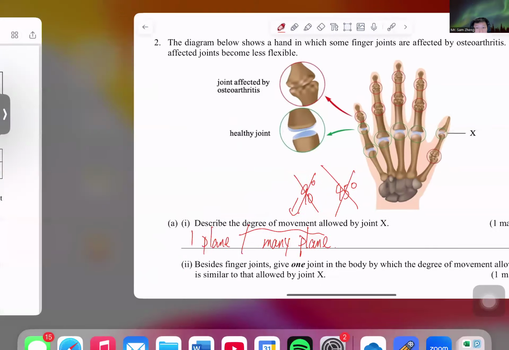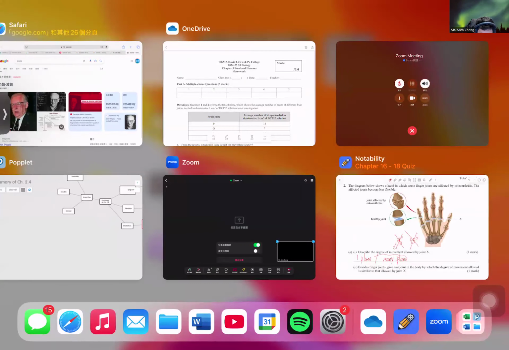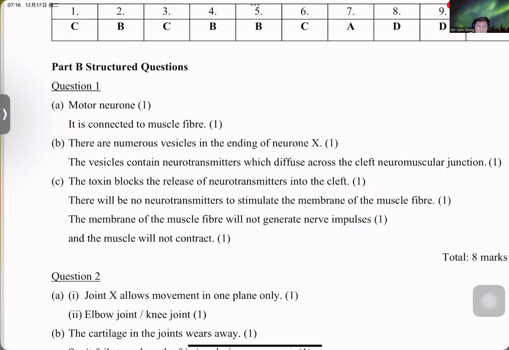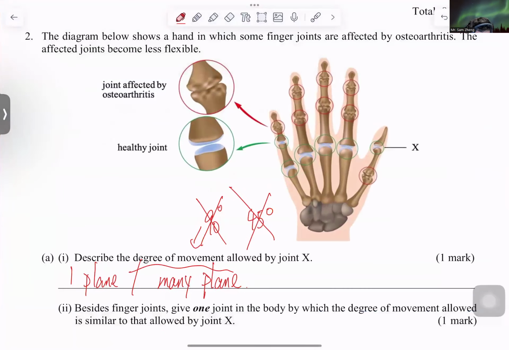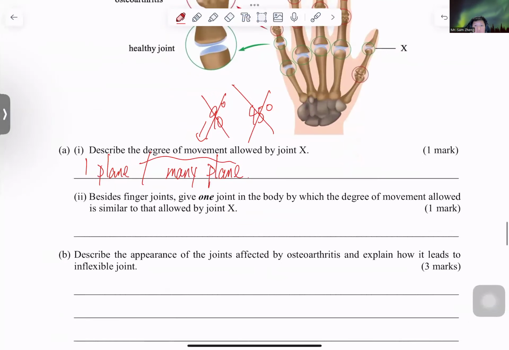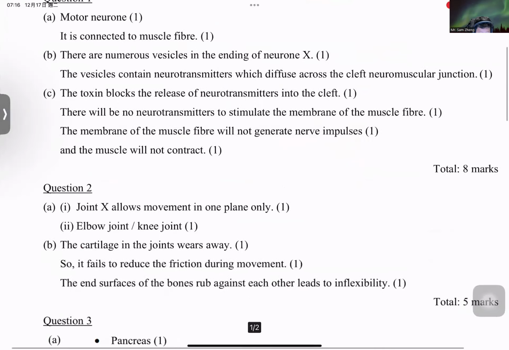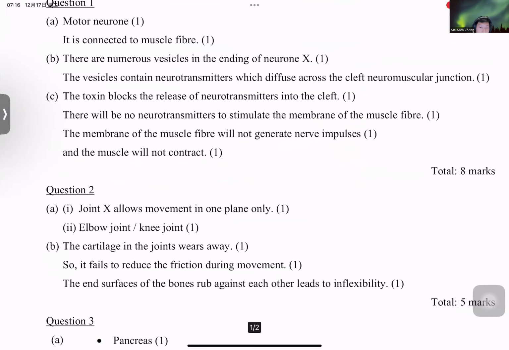So joint X, we can see that by moving your hands, you will notice that it can only move in one plane only. And the joints that are similar to the finger joint would be the elbow joint or the knee joint. These two types of joint.